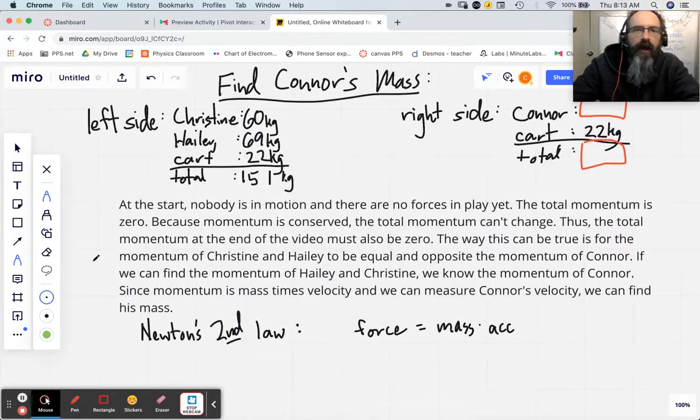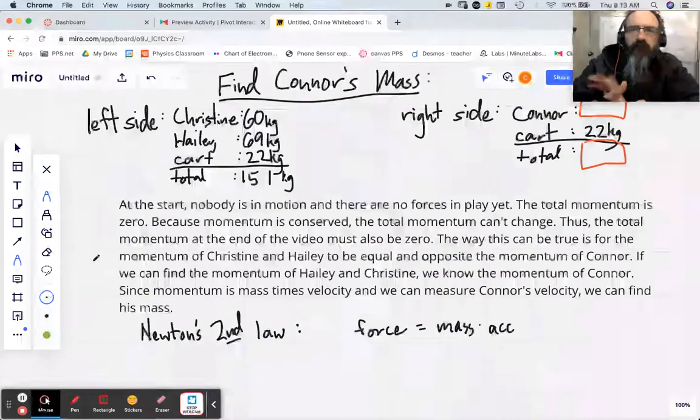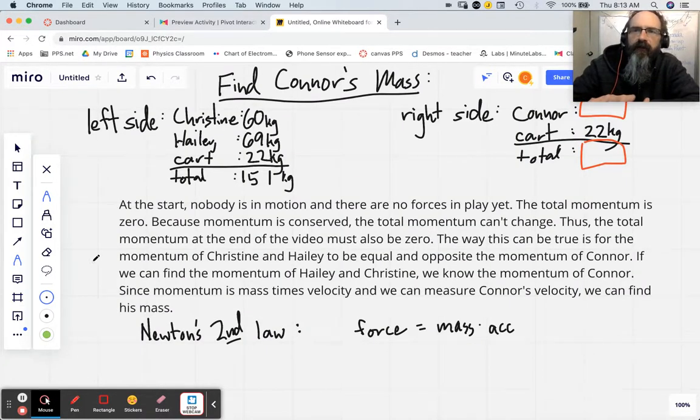So how can we use Newton's laws, momentum and such, to find his mass? Because mass is in those laws, remember. So at the start, nobody's in motion, and there are no forces in play yet. I am reading. The total momentum is 0. Nobody's in motion. Because momentum is conserved, the total momentum can't change. Thus, the total momentum at the end of the video, when they're moving apart from each other, must also be 0. The way this can be true is for the momentum of Haley and Christine to be equal and opposite to the momentum of Connor.